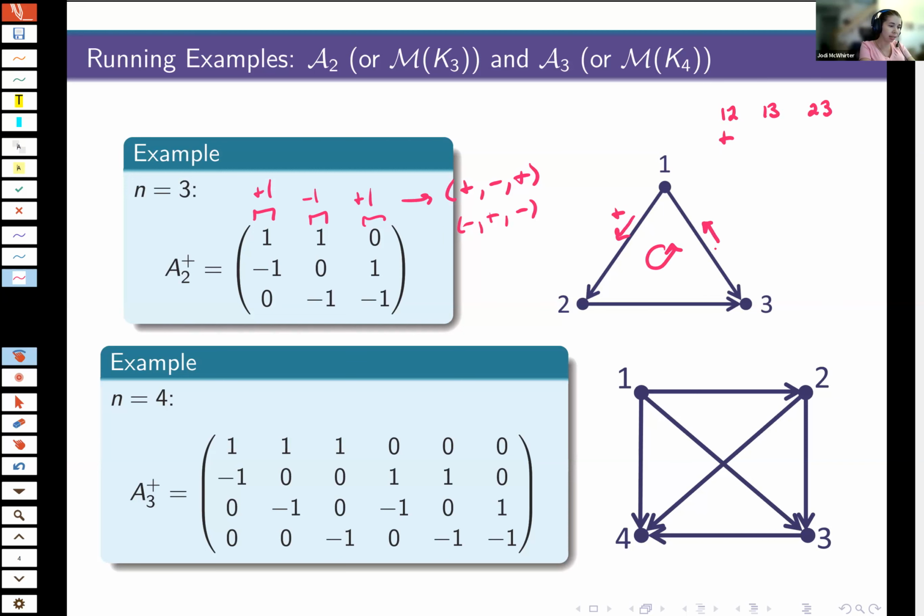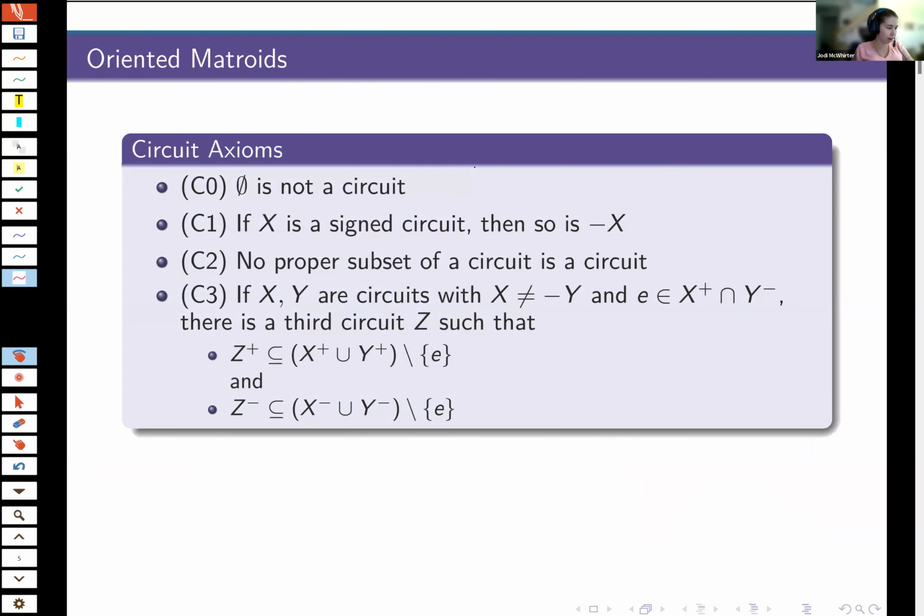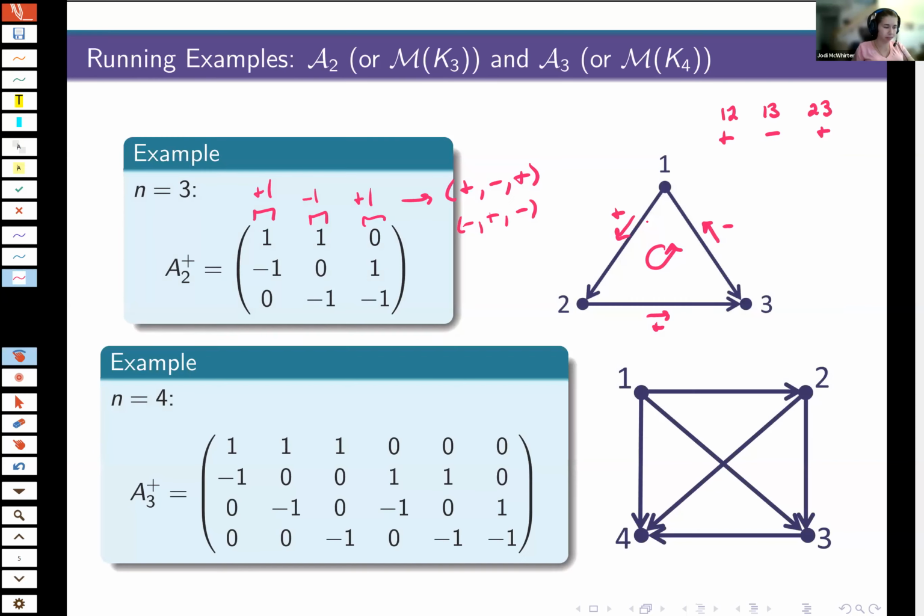I'll be going against the 1, 3 edge, that one gets a minus. And I'll be going plus along the 2, 3 edge, so that one gets a plus. That corresponds exactly to that first circuit. And you can see that if I were to go the other way around this graph, I would get the negative of that circuit. So that actually ties in to this second circuit axiom: if X is a signed circuit, then so is -X. If you want to try the n=4 case, you should get 14 circuits. So 7 unique circuits plus their negatives.